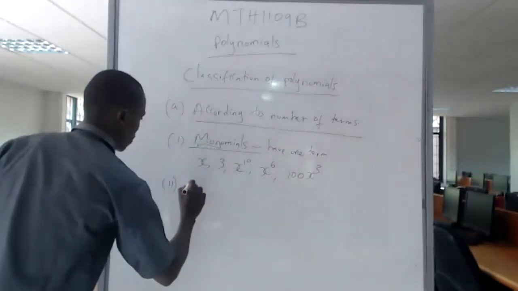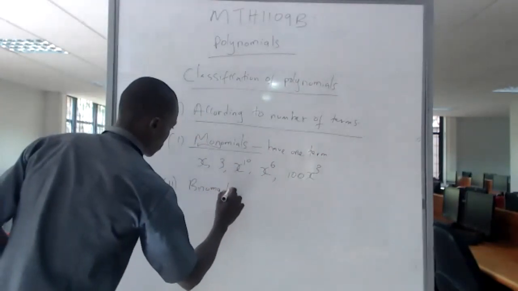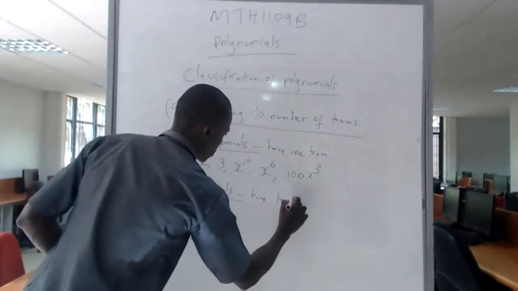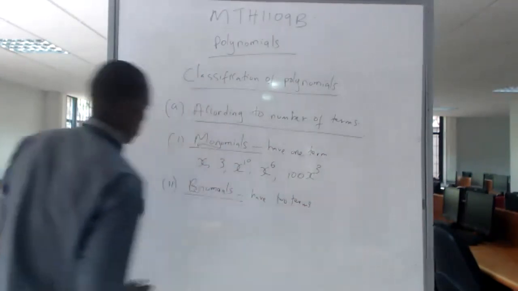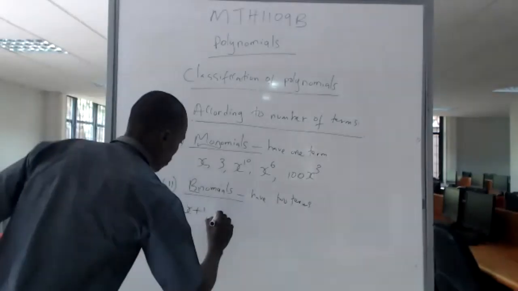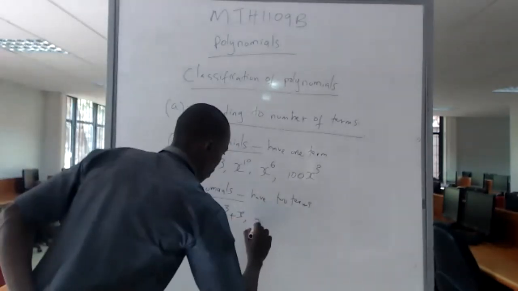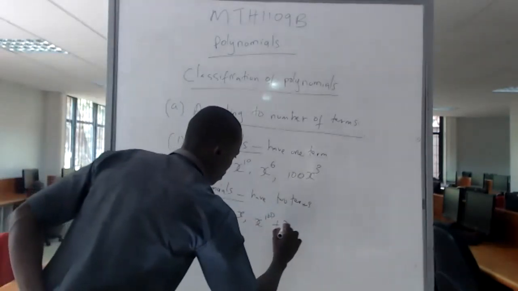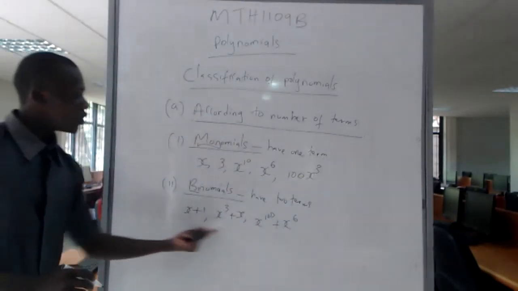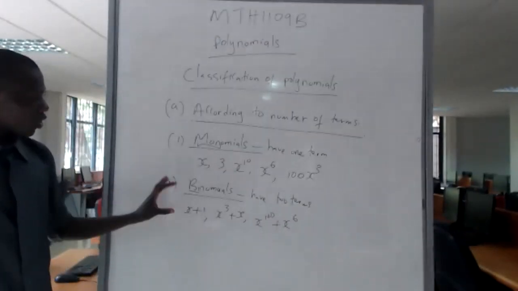One term. Then we have what we call binomials. From the word bi, these ones have two terms. For example, x plus 1 is a binomial. x cubed plus x is a binomial. x power 100 plus x to the 6 is also a binomial. So any expression that has only two terms, which satisfy the definition of a polynomial, is called a binomial.